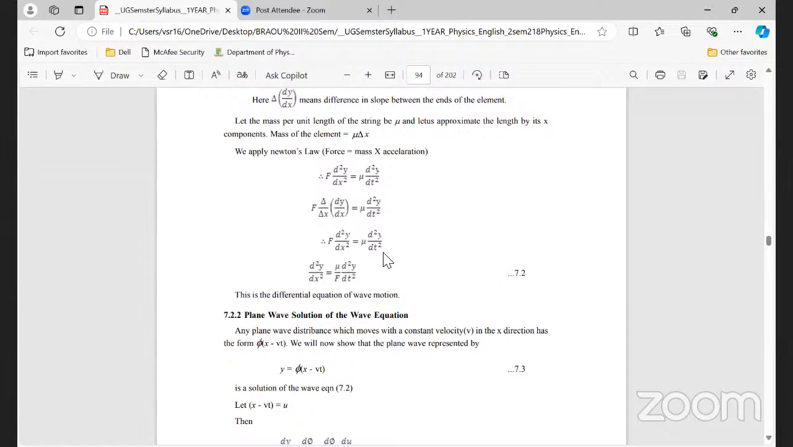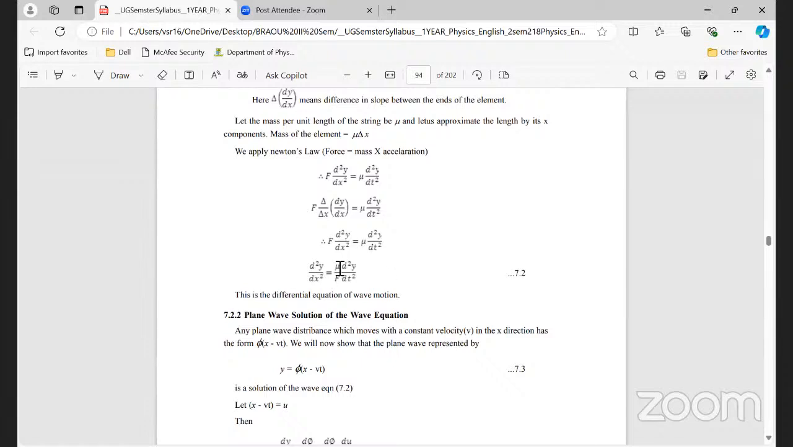But this is a general wave equation. Substituting, you will get d square y by dx square equals mu by F. Mu is the mass per unit length, and F is the applied force. That means this is the general wave equation: d square y by dx square equals 1 by v square into d square y by dt square, the relation between space and time of a wave. In the case of an electromagnetic wave, it is also considered as del square psi equals 1 by v square into dou square psi by dou t square. That is the general form of the equation.